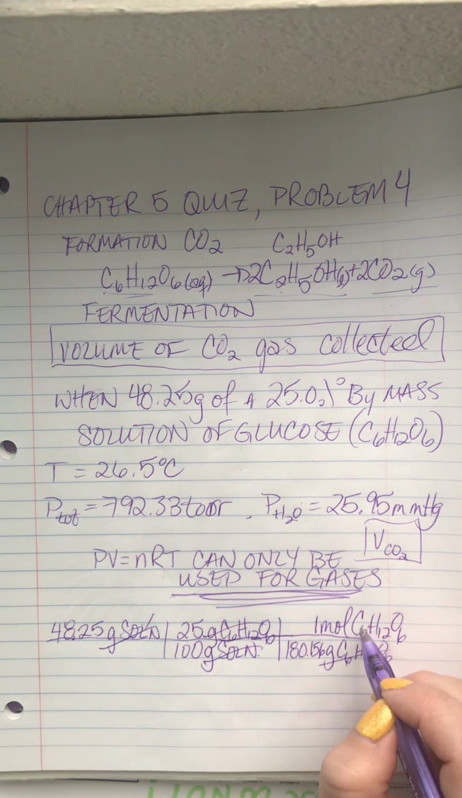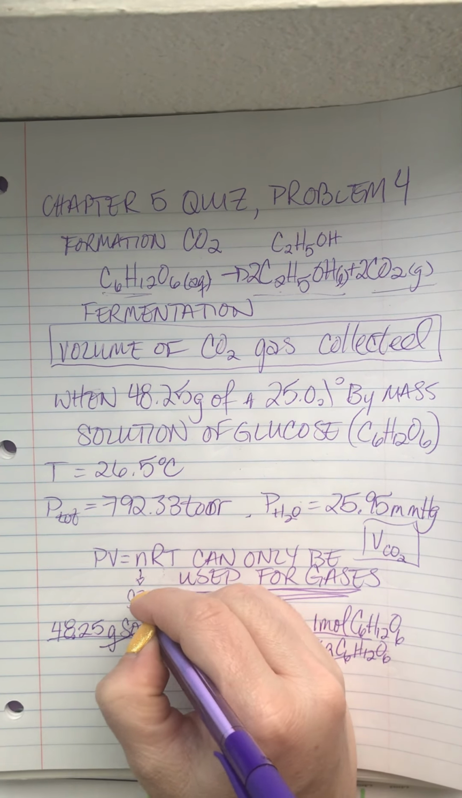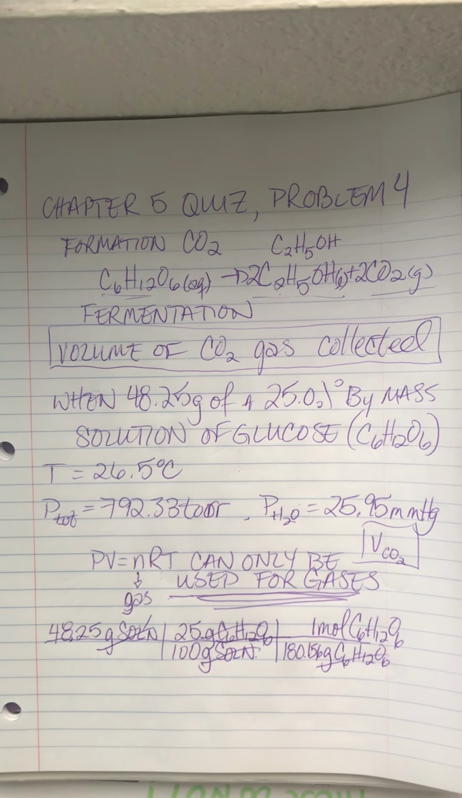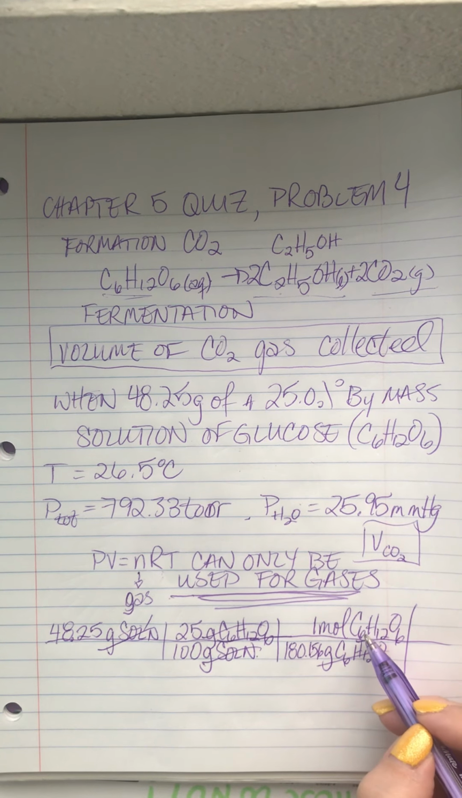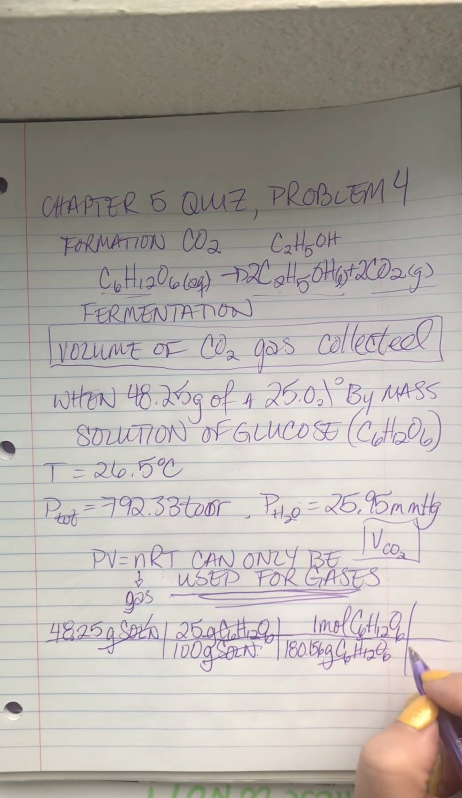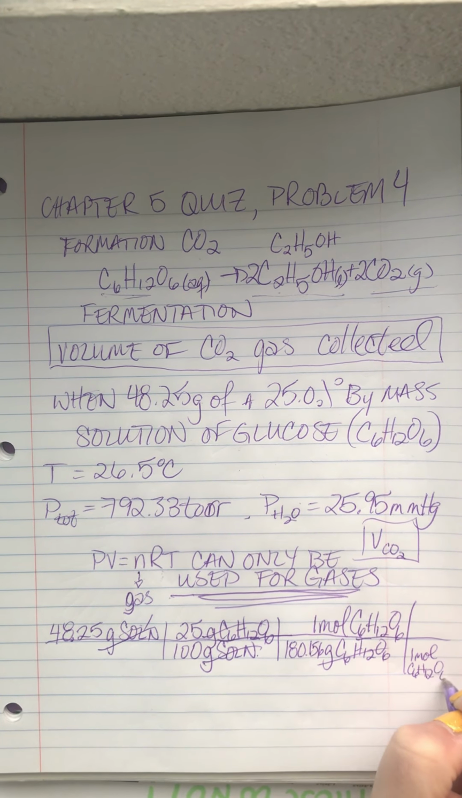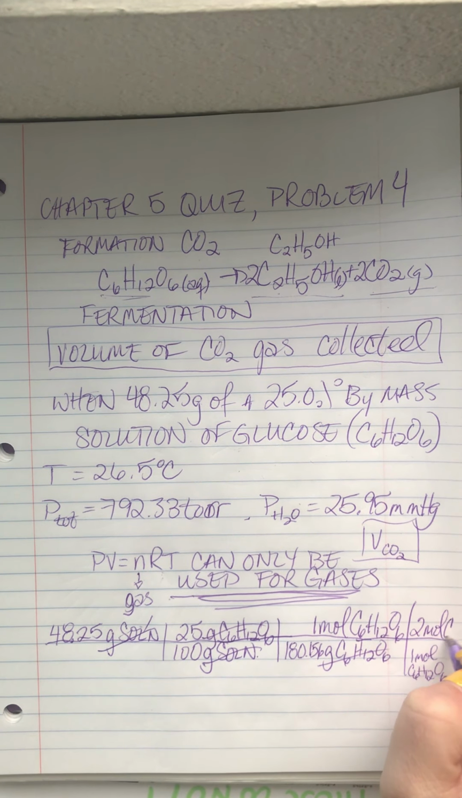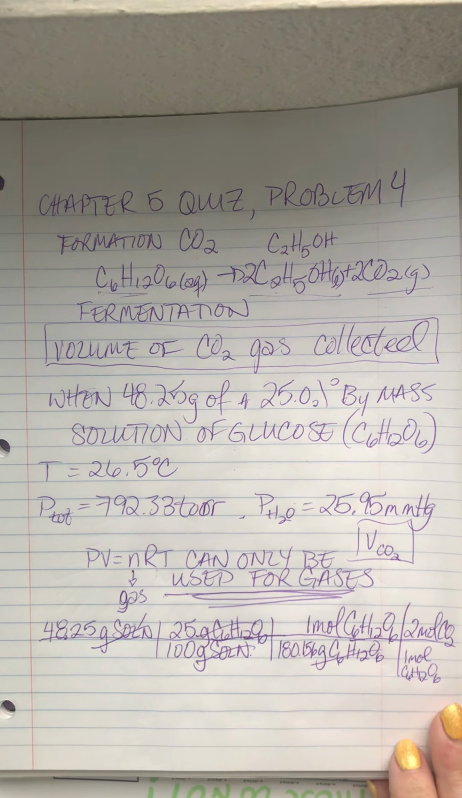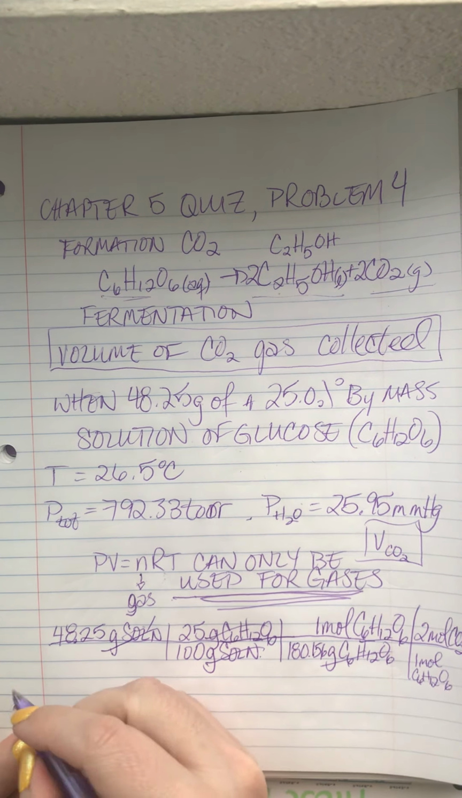But again, moles of glucose cannot go in here, right? The only moles that can go in there are moles of gas, right? So we need to convert these moles of glucose into moles of CO2, right? So for every 1 mole of glucose, I have 2 moles of CO2. Sorry, it's getting a little ugly there towards the end. Is everybody picking up what I'm laying down here? Yeah. Cool.